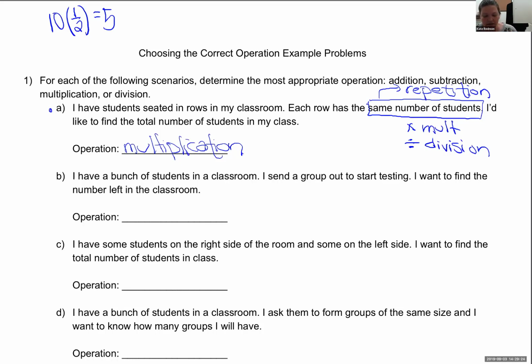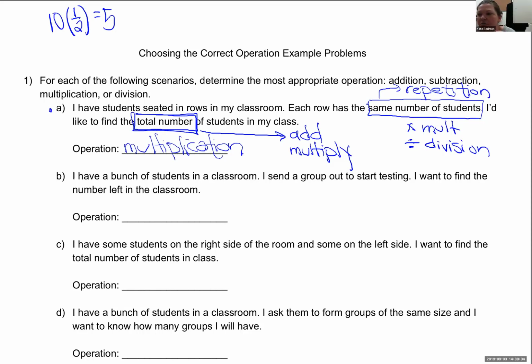Here's what I'm looking at. Notice that it says this. I'd like to find the total number of students. There are two ways to find a total. We can add any sized groups to find a total, or we can multiply, find same-sized groups to get up to a total. Okay, so this idea where my total meets repetition, that's where I'm multiplying.